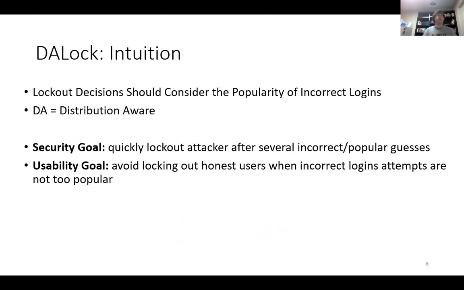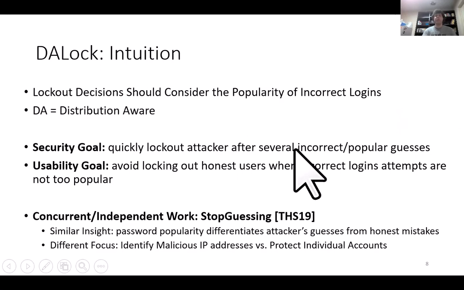So the key intuition behind DALock is that lockout decisions should consider the popularity of incorrect logins. Here, DA from DALock stands for distribution aware. From a security standpoint, our goal is to quickly lock down a user account after an attacker submits several incorrect or popular guesses. From the usability standpoint, the goal is to avoid locking out honest users as long as their correct login attempts are not too popular.